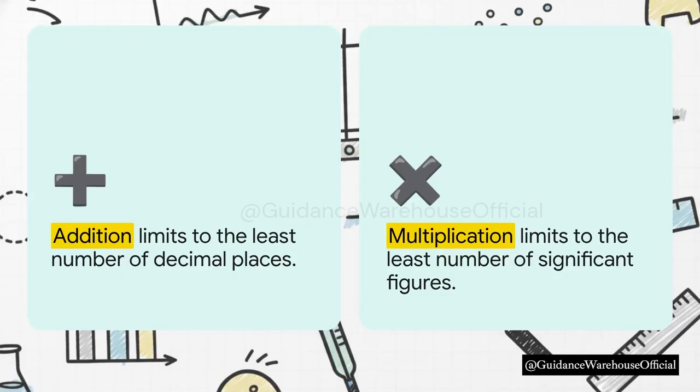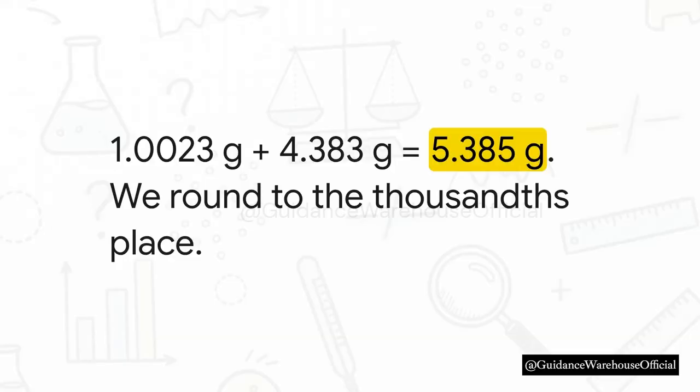Now, for mathematical operations, you really have to memorize these 2 distinct rules because they are different. For addition and subtraction, your final answer is strictly limited by the number with the least number of decimal places. It is all about the vertical alignment of the decimal point. But for multiplication and division, your final answer is limited by the number with the least number of total significant figures. Let's actually demonstrate that addition rule in action right now.